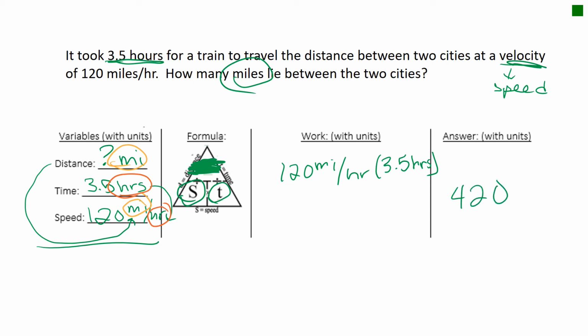My unit was in miles, so I'm going to write miles. So it's 420 miles. Once again, note that I put units here and here. Every single time you get points for writing your units, and every single time you will get points taken off if you do not write your units.